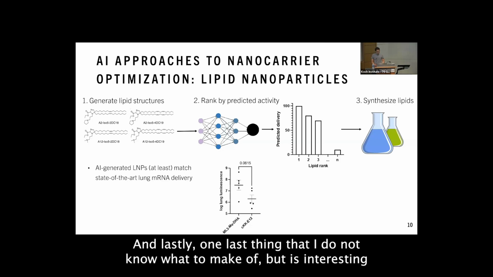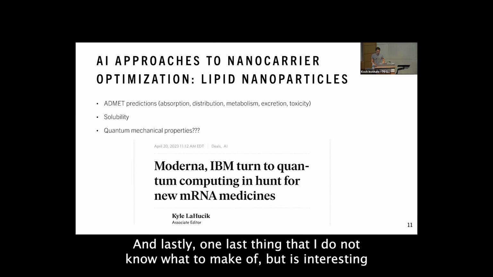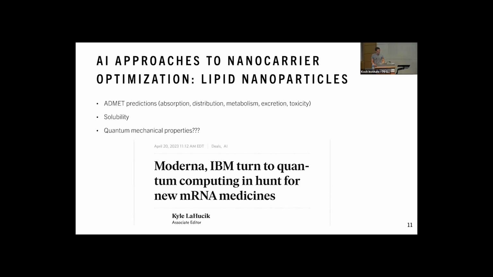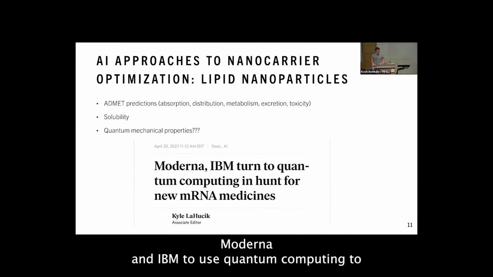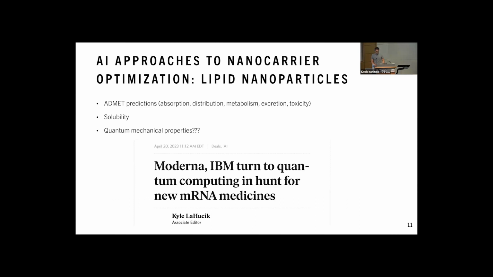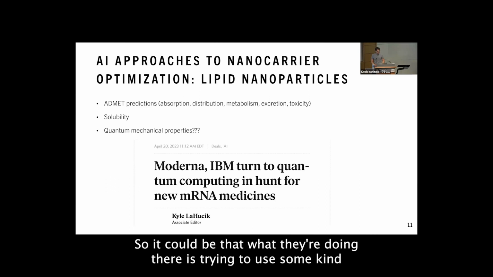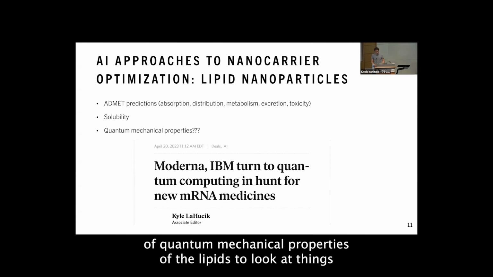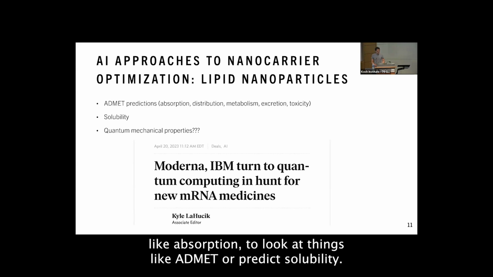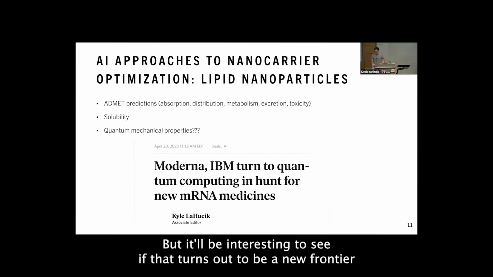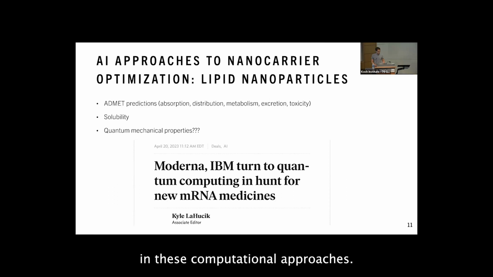And lastly, one last thing that I do not know what to make of, but is interesting, is this collaboration between Moderna and IBM to use quantum computing, to presumably optimize their lipid nanoparticles. So it could be that what they're doing there is trying to use some kind of quantum mechanical properties of the lipids to look at things like absorption, to look at things like ADMET or predict solubility. But it'll be interesting to see if that turns out to be a new frontier in these computational approaches.